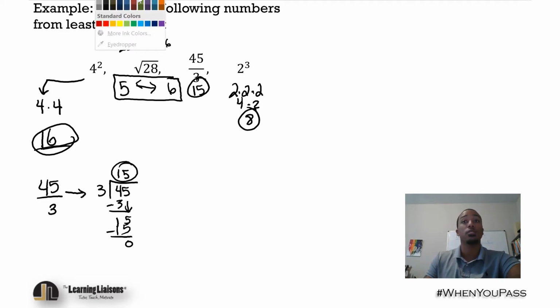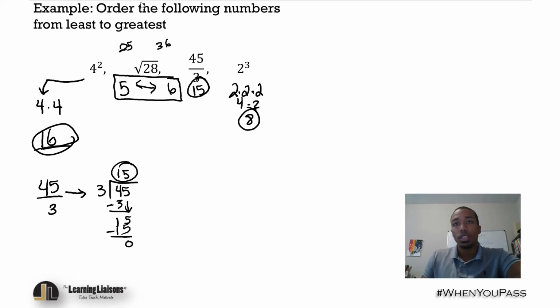Now we can go ahead and order these numbers from least to greatest, and I'll use green. So we can say that the number between 5 and 6, or the square root of 28, would come first. Up next, we can see that 15 would come next. 16 is close, but 15 comes next. So we'll have that 45 over 3.